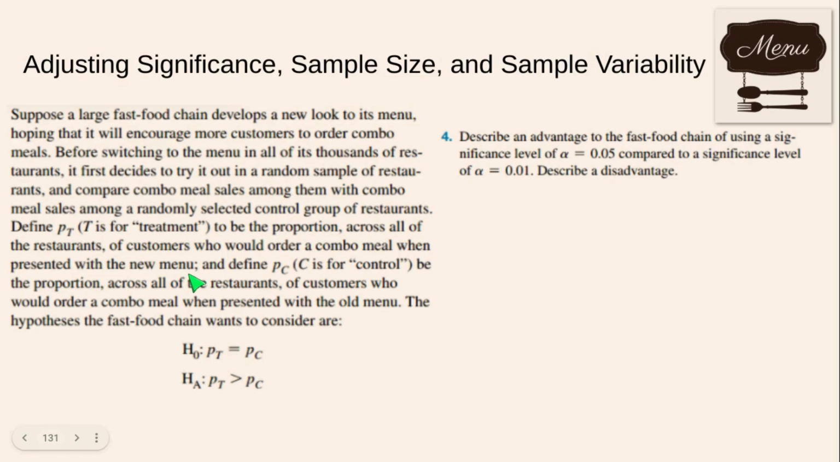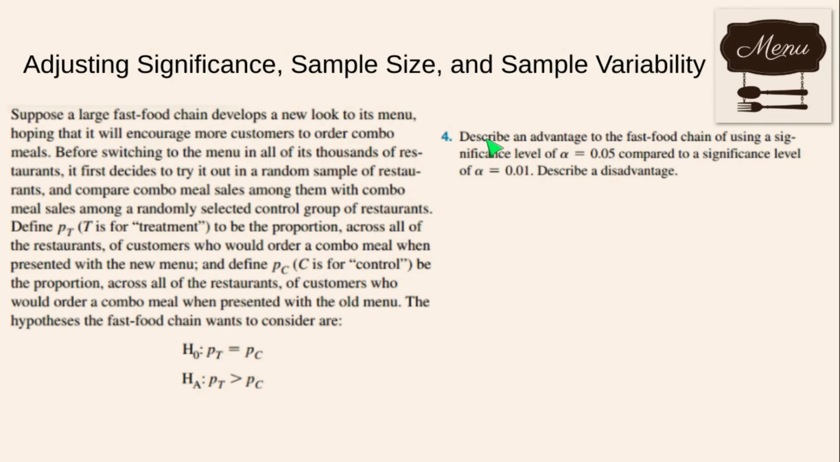And that's what we want them to do. We want that combo menu and a combo meal from the menu. And define P sub C, C is for control, to be the proportion across all of the restaurants of customers who would order a combo meal when presented with the old menu. The hypotheses of the fast food chain would be H sub 0, no difference there. New menu might look cool, but not encourage us to buy combo platters. Versus alternative hypothesis, the treatment group, the new menu, folks using the new menu are more likely to order the combo platters than people with the old control menu. All right, so those are our two hypotheses.